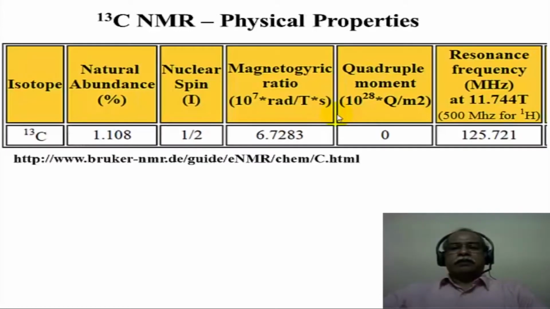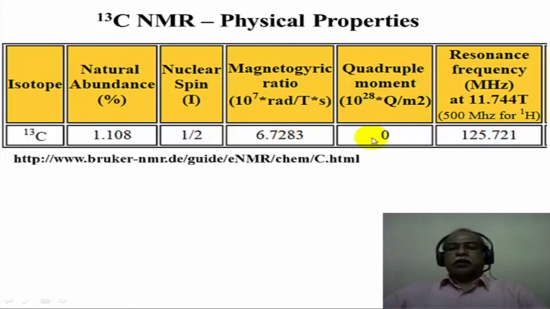Now, this table gives some important properties of the carbon-13 isotope of carbon. Carbon-13 isotope is a low abundant nucleus. It is only about 1.1% of the carbon content that is available on Earth's crust. The nuclear spin is half, just like proton. The gyromagnetic ratio is just about 1/4 of the gyromagnetic ratio of proton. Proton gyromagnetic ratio is somewhere around 24 something.